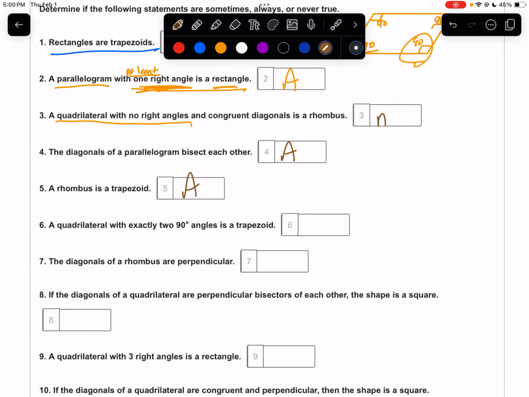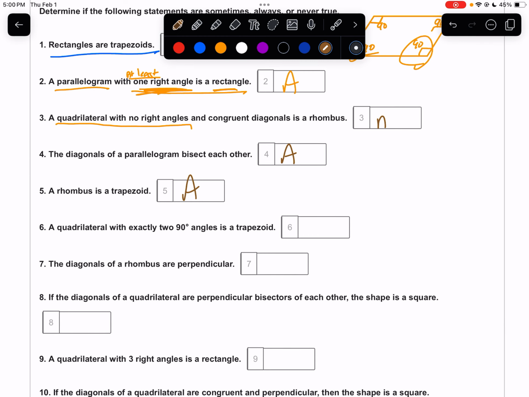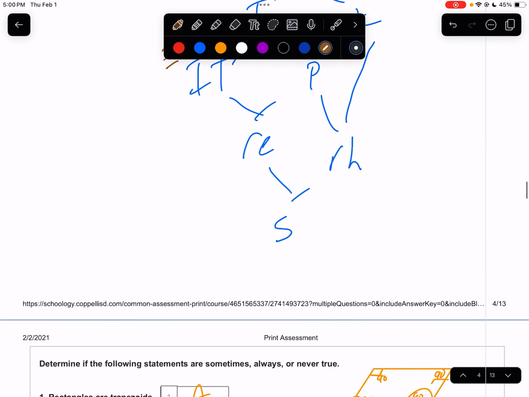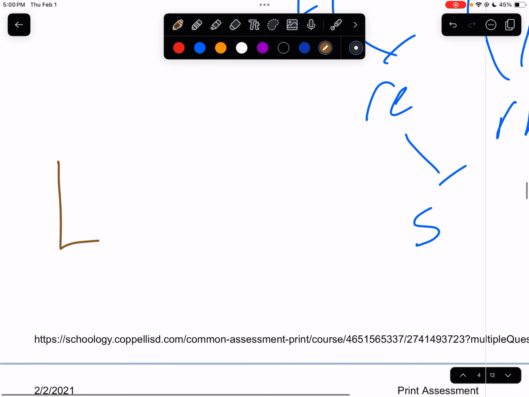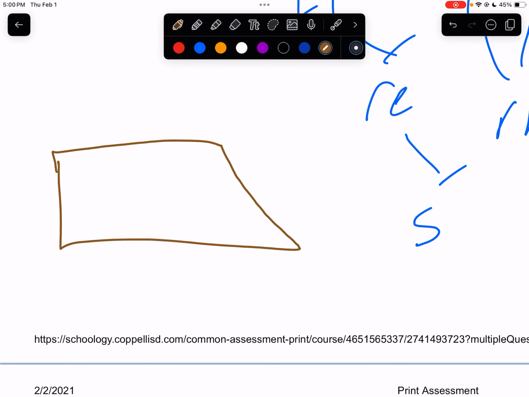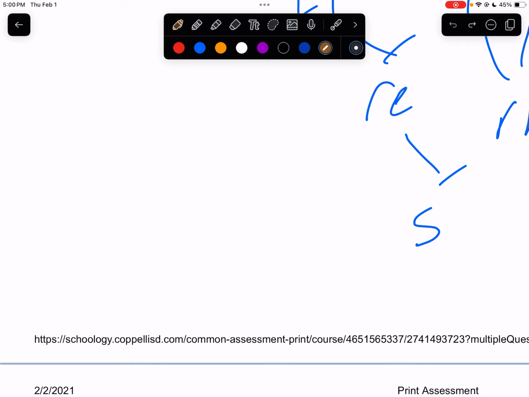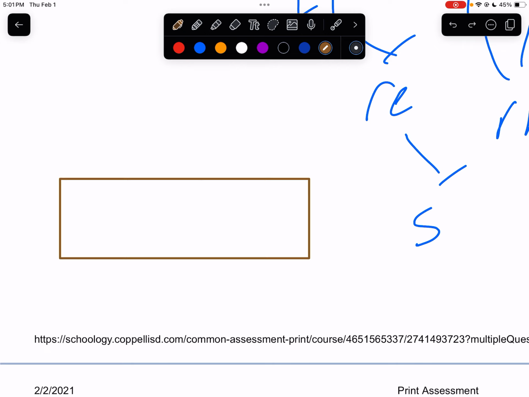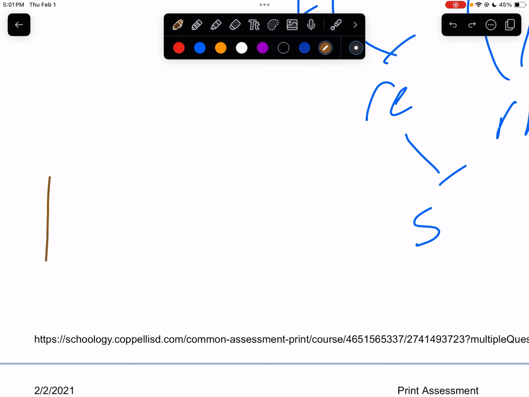A quadrilateral with exactly two 90-degree angles is a trapezoid. This is a thoughtful one. So can I draw a trapezoid? Well, let me do it. Nope, it's not going to let me do it. Okay, so I'll just do the best I can.